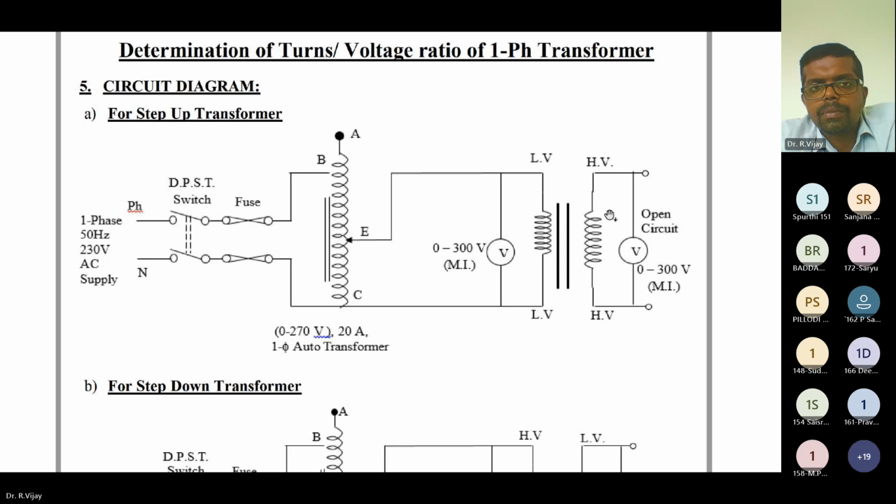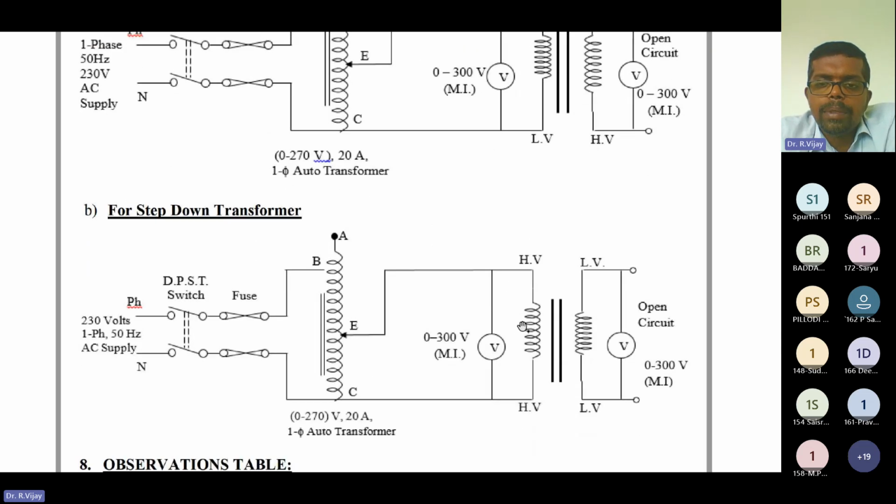What is the definition of a transformer? A transformer is a static device which converts one form of voltage to another form of voltage, or one form of energy to another form of energy, without changing the frequency. So the frequency is not changing. That is the definition of the transformer. Similarly for the step down transformer: you give 230 volts here, and automatically you will get 110 volts here.